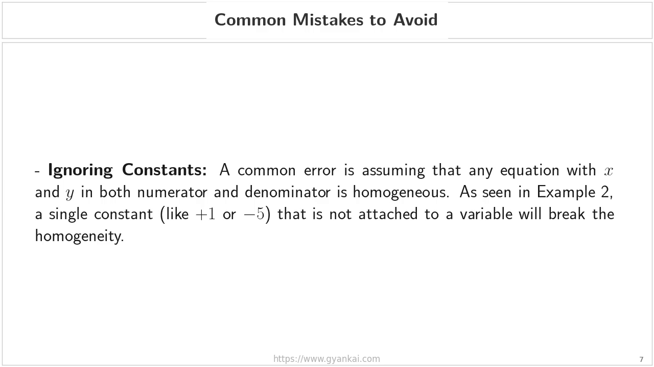First, watch out for the mistake of ignoring constants. It is tempting to look at an equation where you see x and y in both the numerator and the denominator and immediately assume it is homogeneous. However, remember what we observed in example 2. That single, lonely constant, like +1 or -5, that isn't attached to a variable is a deal breaker. Because that constant doesn't scale with lambda, it breaks the homogeneity of the entire function.